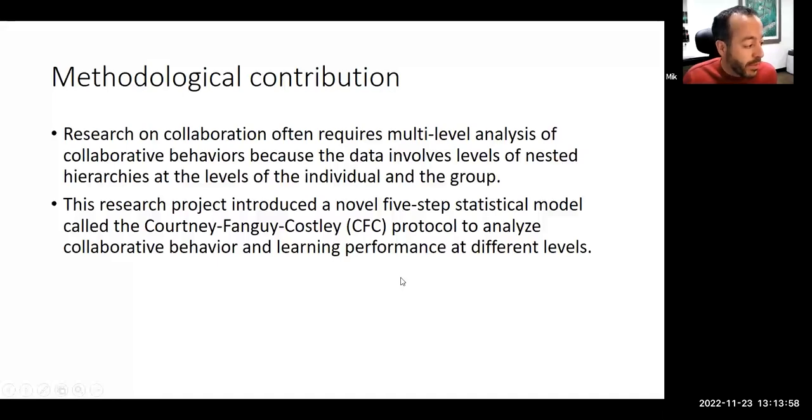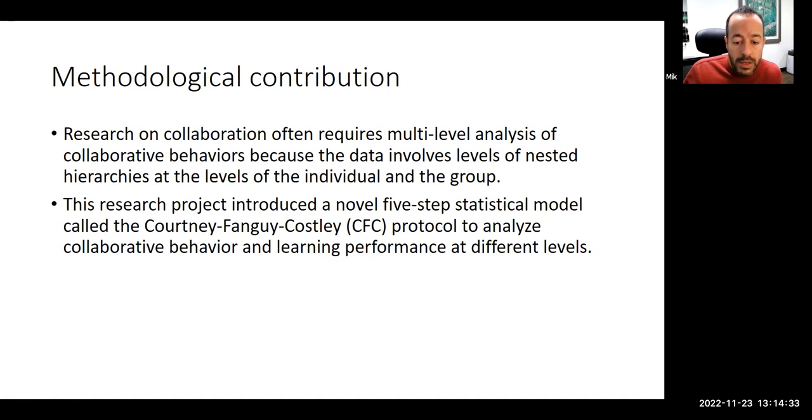And then finally, there was a methodological contribution, because research on collaboration, as you can see, can be complicated because you need to analyze data at a multi-level analysis. You have data at the individual level that's then nested in a group level, right? So you have a variable like edits of others. Students are doing that at an individual level, but then there's a group level of edits of others that we want to look at. So being able to conceptualize data at this multi-level is important.